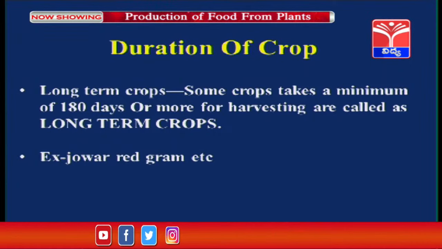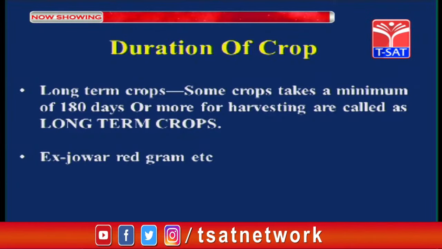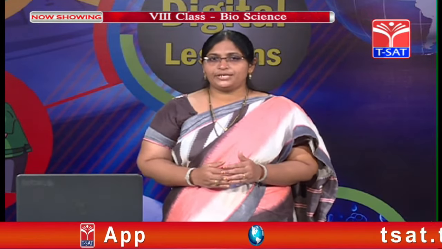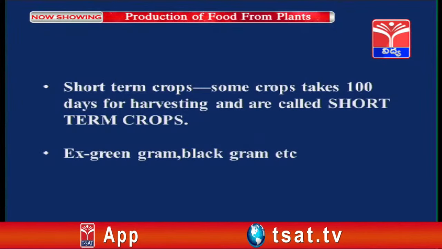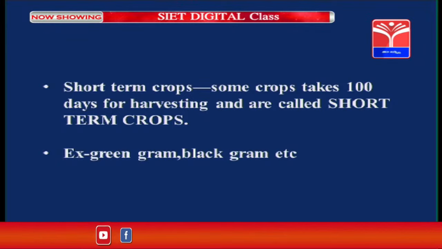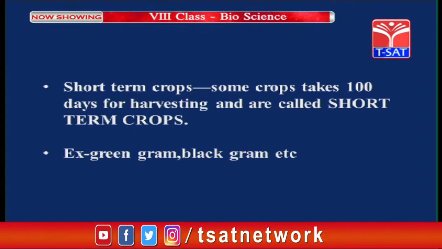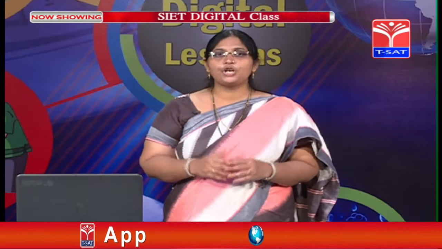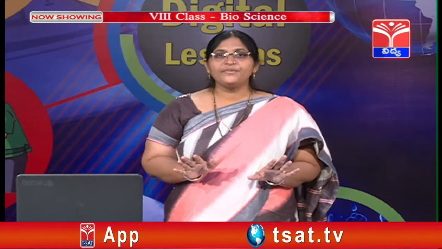The second one is short-term crops. These crops take 100 days or less for maturity. Some crops take 100 days for harvesting, and those crops are called short-term crops. Examples are green gram, black gram, etc. If more duration, long-term crops. If less duration, short-term crops. Is it clear, children? Yes.